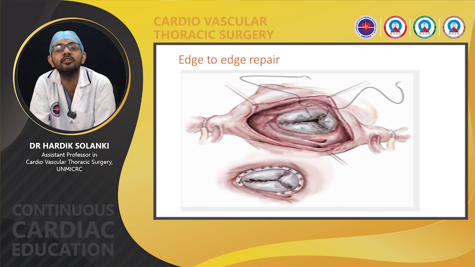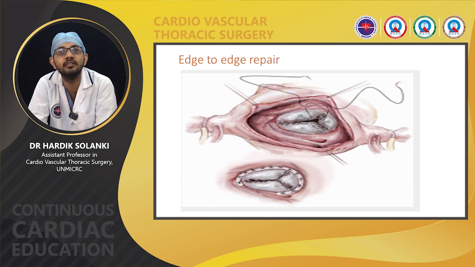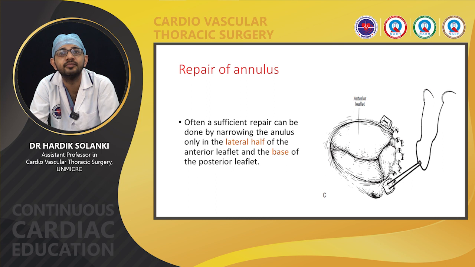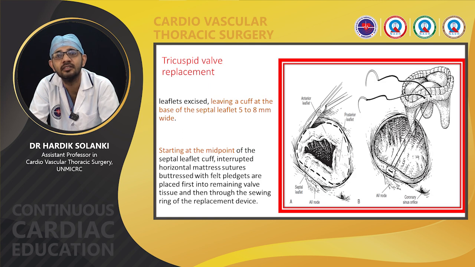Another method of repair of the tricuspid valve is edge to edge repair. Here quadrangular resection of the anterior leaflet of the valve is done and followed by the repair of the tricuspid valve leaflet. Repair of the annulus is done by narrowing of the annulus only in the lateral half of the anterior leaflet and the base of the posterior leaflet, as we can see in this image. This is the repair of the tricuspid valve annulus.